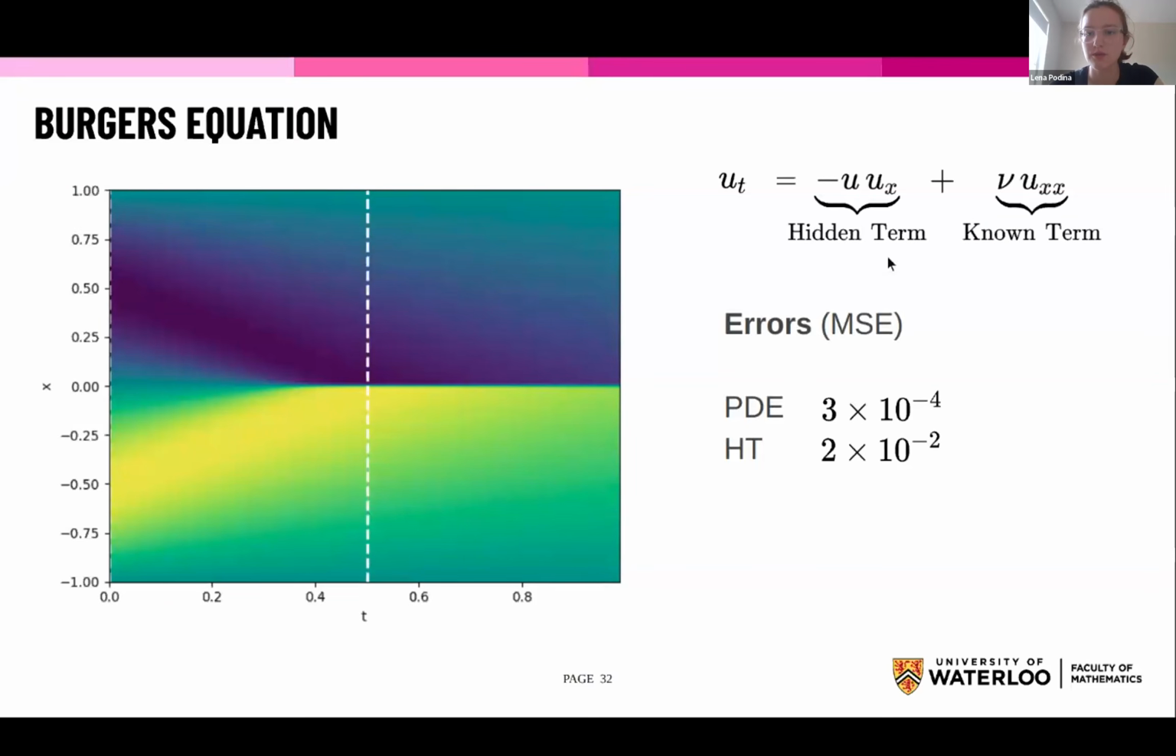So just to reiterate here, the hidden term is this one, and then we assume that we know this term, and this was modeled by the neural network. So we can reconstruct the PDE with a very small error. So we can reconstruct the PDE solution, and then also we're able to reconstruct the hidden term as well with a fairly low error.